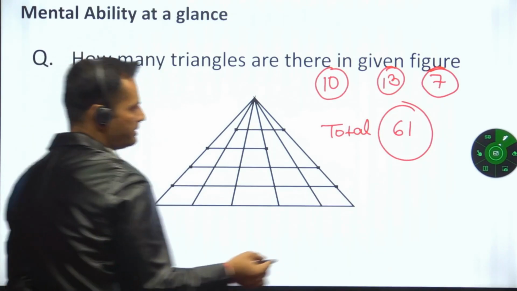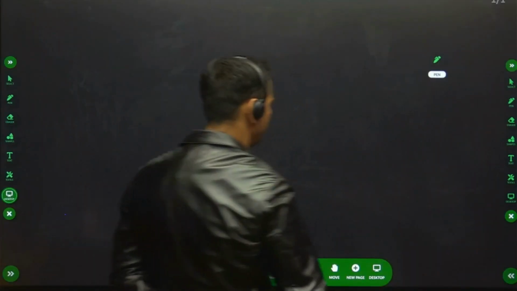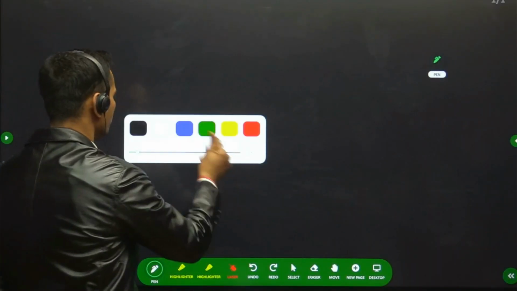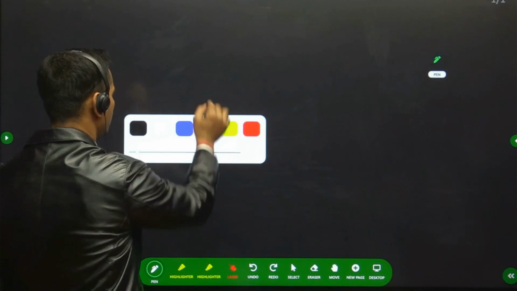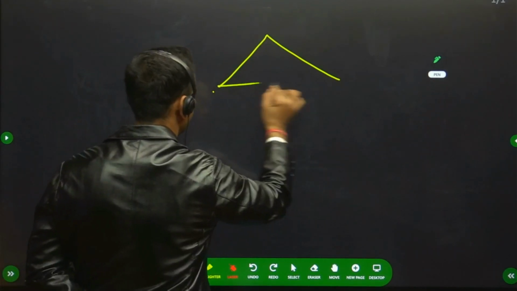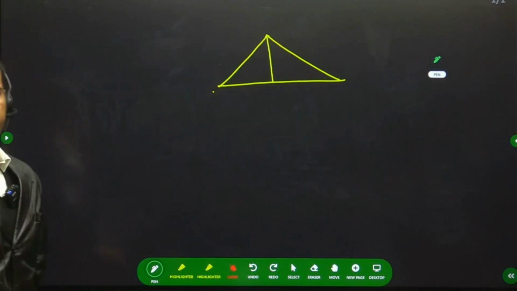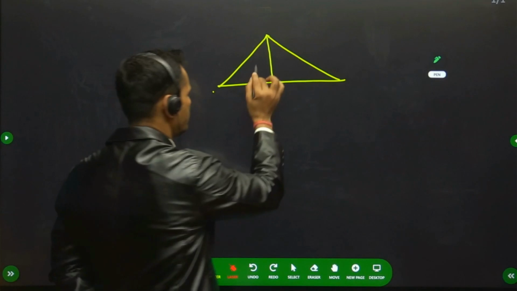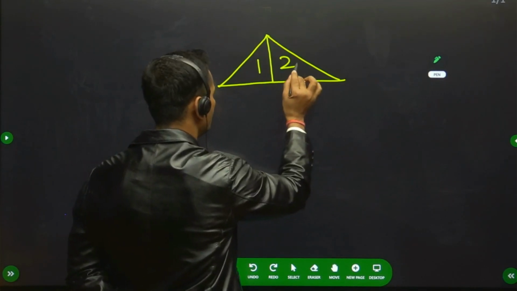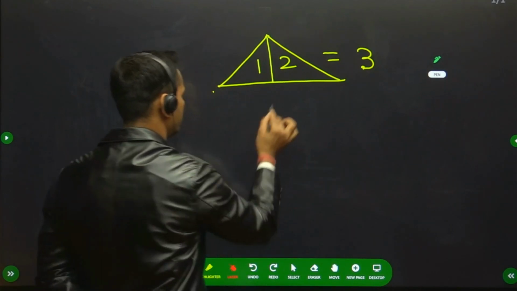If I say, dear students, total number of triangles in this figure. How many triangles are there in this given figure? What will you say? Sir, there are 3 triangles. Yes, very good. Small triangle 1, small triangle 2. And if we combine both 1 and 2, we get a total of 3 triangles.